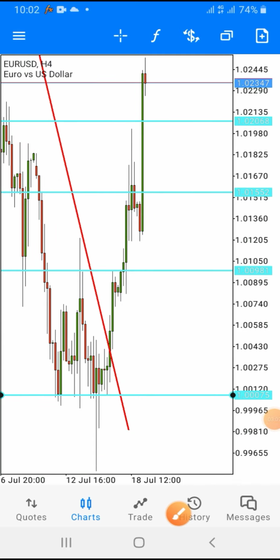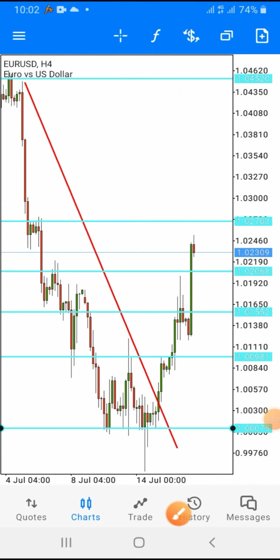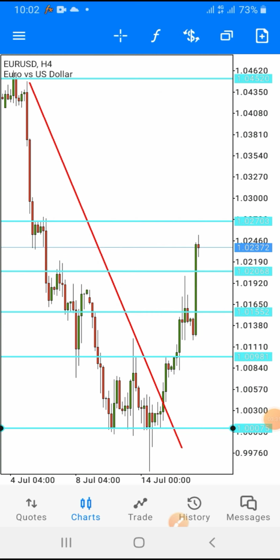So after doing this, you'll be able to tell what the market has been doing on those zones. When you look at my chart here, you will see that whenever the market gets to each of the zones, the market normally reacts to each of those zones. So that is to say, they are very strong zones.